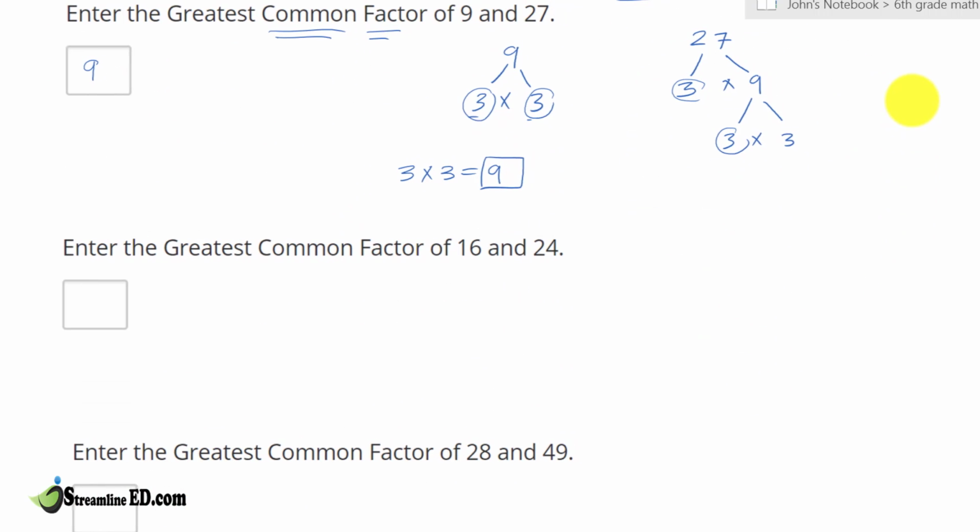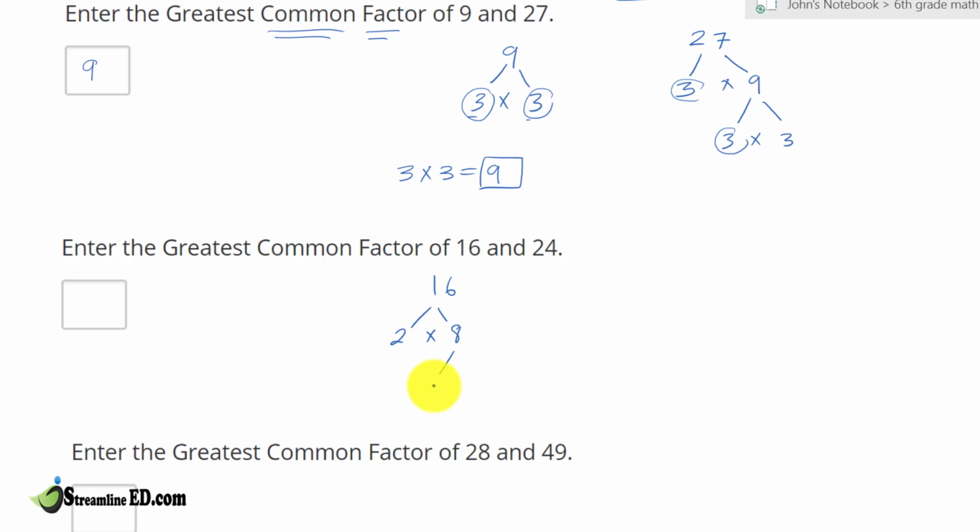Let's try another example. We have 16 and 24. Let's look at 16. We know that is an even number, so we know we can divide it by 2. So 2 times what is going to give us 16? Well, 2 times 8 gives us 16. Easy. And 8 is 2 times 4. And for 4, again, that's 2 times 2. So we have the prime factors 2, 2, 2, 2. That's four 2s total.